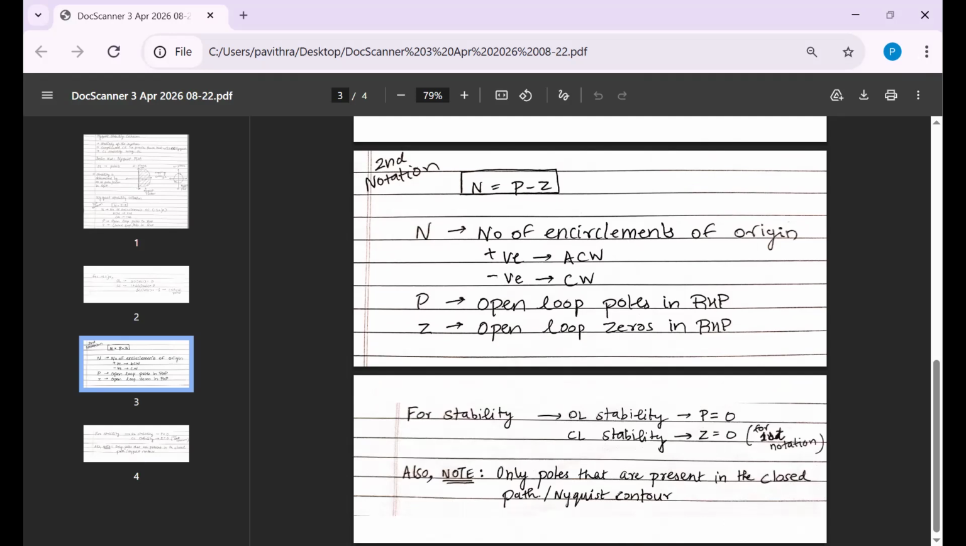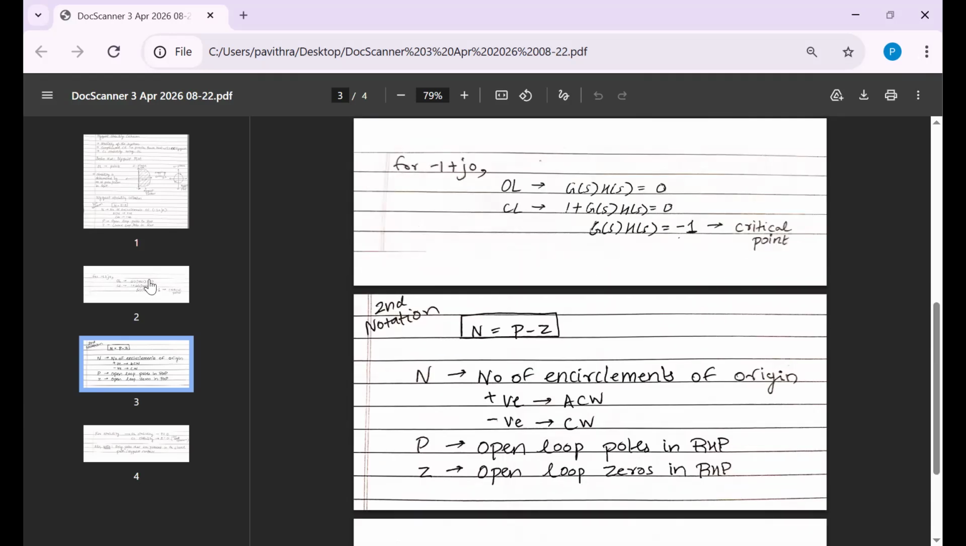Next, we need to understand the most important point of the Nyquist Stability Criterion, which is how we are going to analyze the stability. Because in most of the questions, they will ask you the number of closed loop poles, open loop poles, and whether the open loop system is stable or the closed loop system is stable. So for open loop stability, you can only understand it when P is equal to 0. And for closed loop stability, when Z is equal to 0 for the first notation.